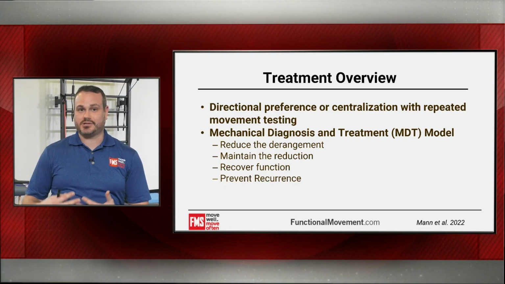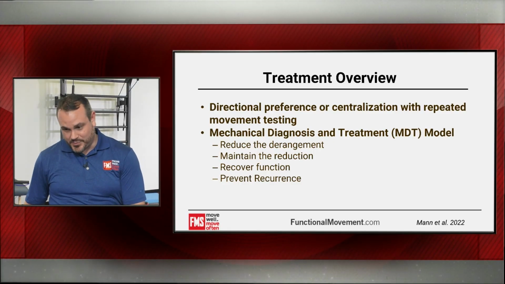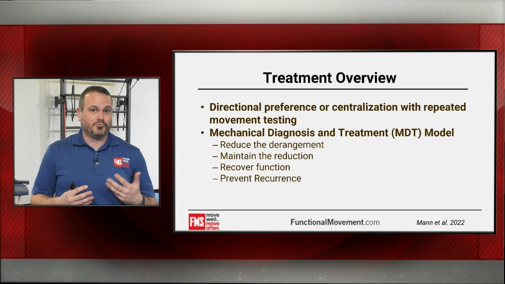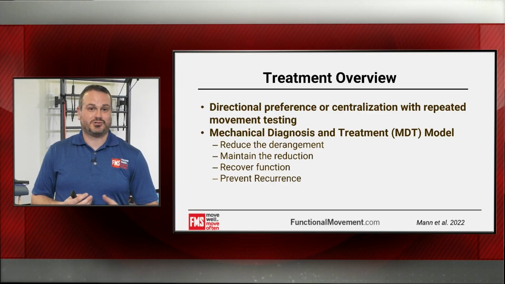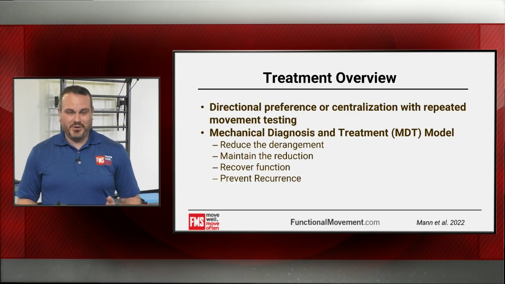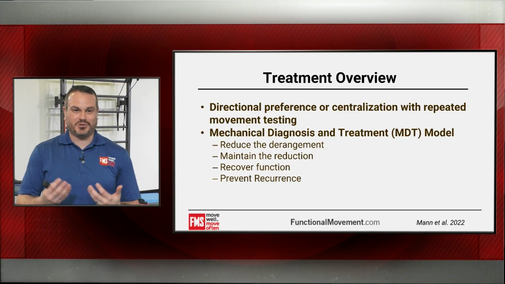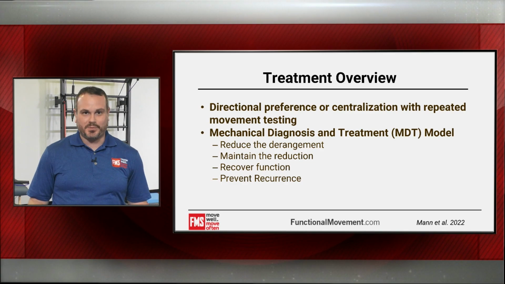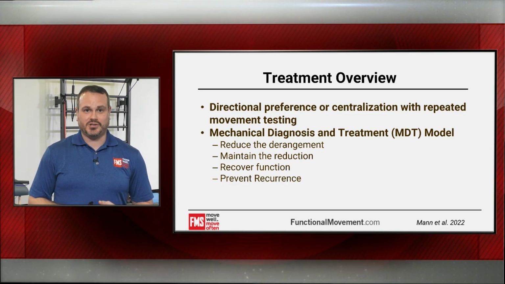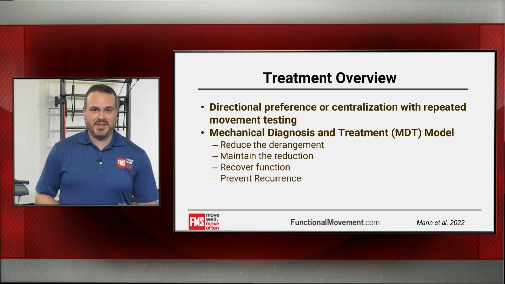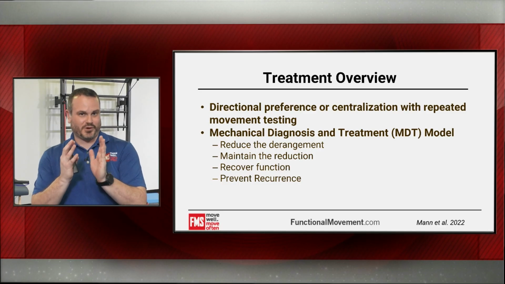They've got compression on a neural structure. They have symptoms down the leg. We need to reduce that derangement, so take the stress off of that nerve. Then we need to maintain it, right? So once we've reduced it, we have to educate the patient or provide exercises so that they maintain that reduction of the derangement so it doesn't just keep coming back. And then at some point, we've got to reverse the direction.